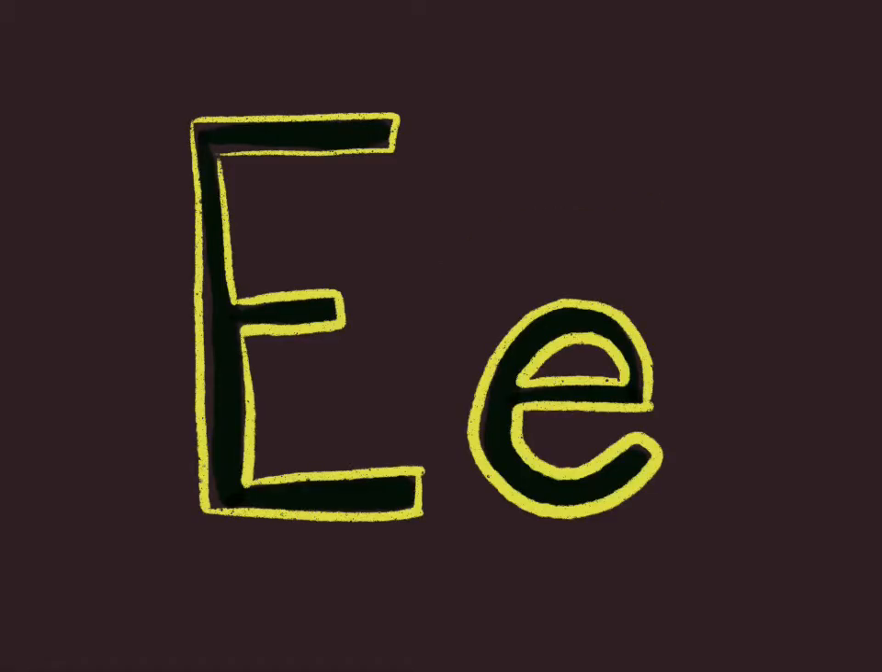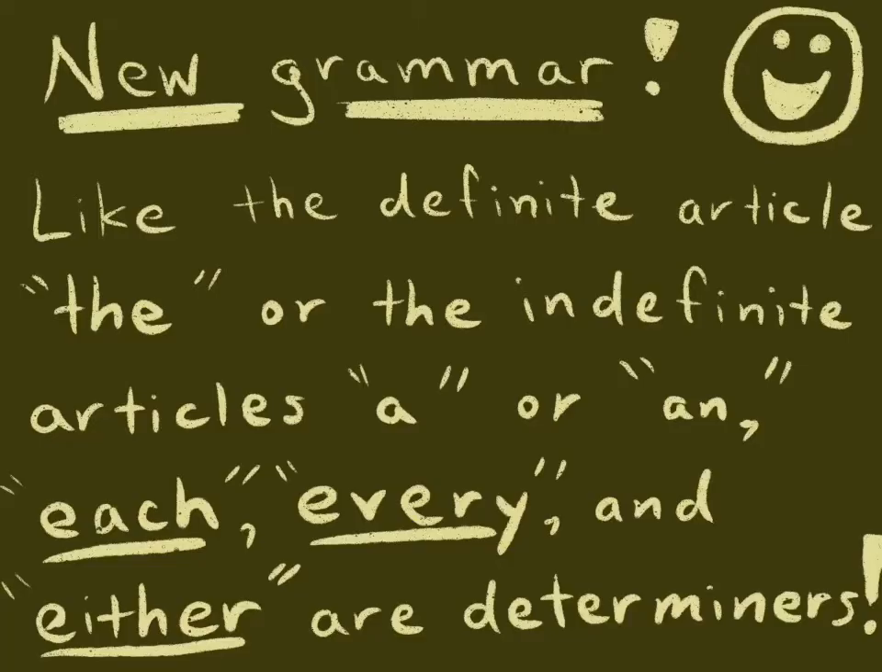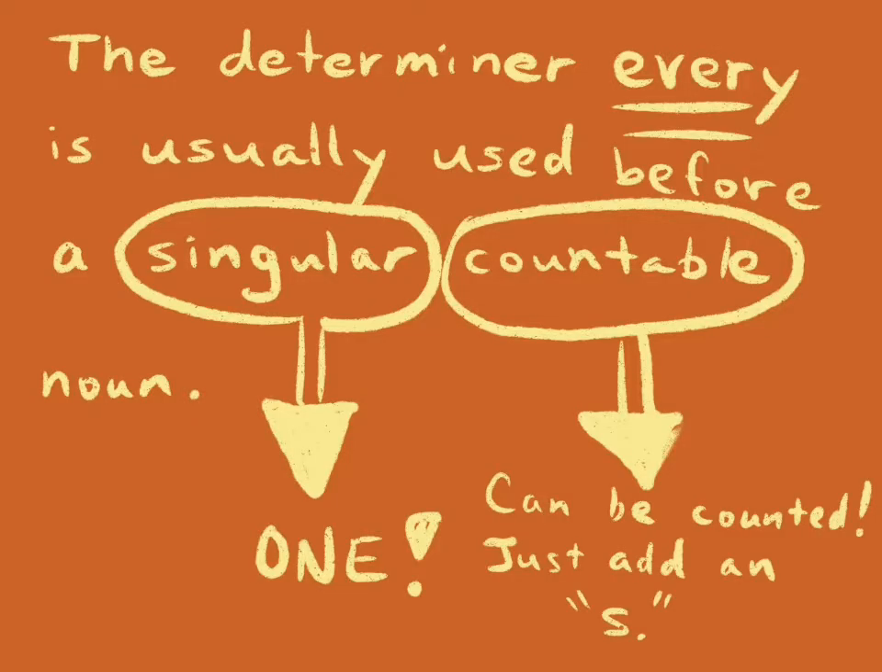Today's tutorial features the letter E. It isn't easy, but English can be enjoyable. First, some grammar. Like the definite article the or the indefinite articles a or an, each, every, and either are determiners. The determiner every is usually used before a singular countable noun.